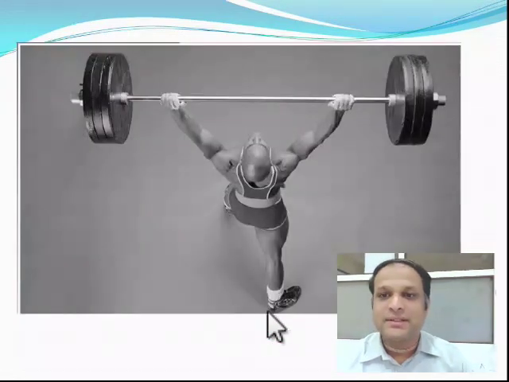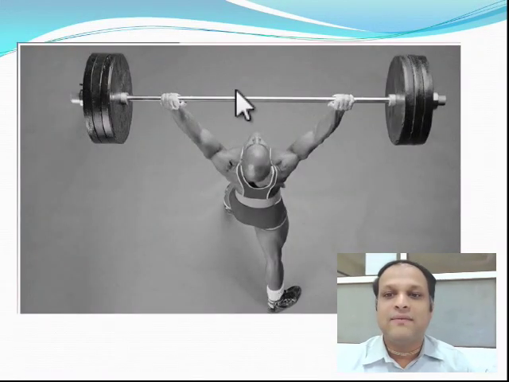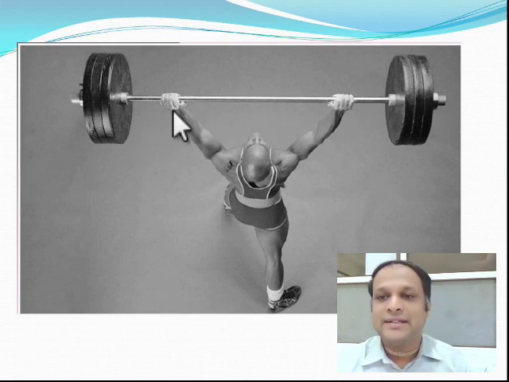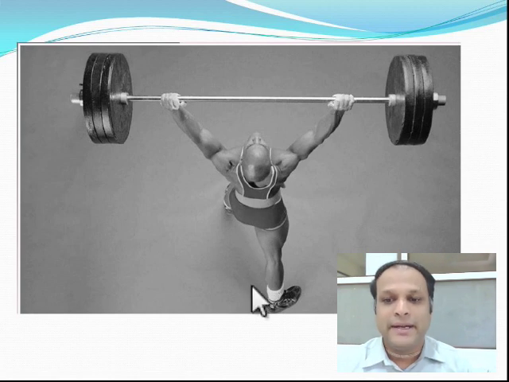An example of this can be seen in the weight lifter. So the weights that are being lifted are the forces, the hands are the reactions, and the central part of the beam is in pure bending.